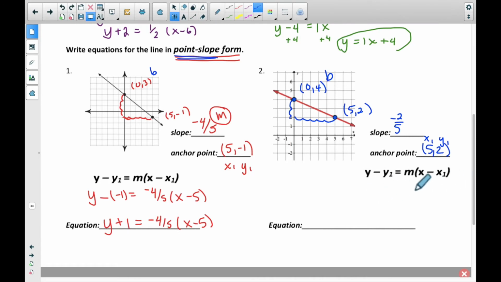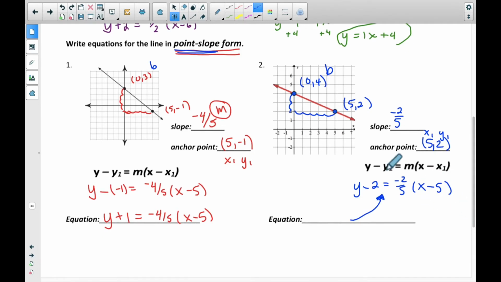And so now I'm going to plug them into this equation. Y minus 2 is equal to -2/5 x minus 5. And that's the answer. Okay, let's turn the page.